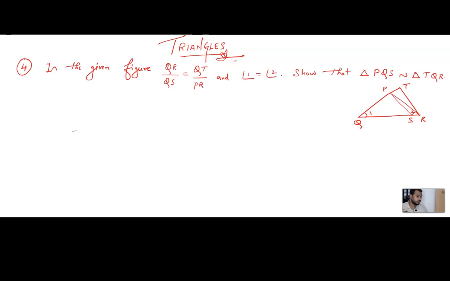See this, children. Here the given problem is, in the given figure, QR by QS is equal to QT by PR, and angle 1 is equal to angle 2, show that triangle PQS is similar to triangle TQR. Children, this question is very important. Now let's see what is given.